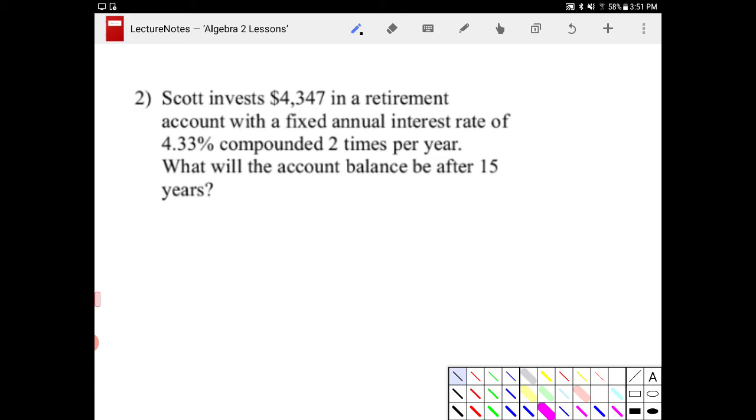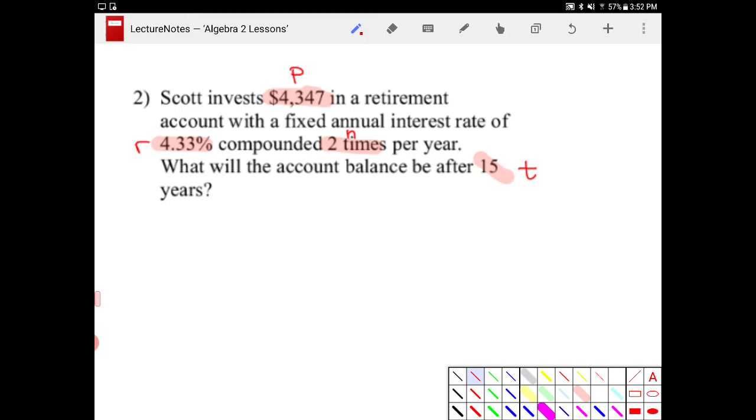In order to be successful at solving these types of problems, you need to be able to identify the types of information that's given. So here 4347, this is our P. 0.433, that's R. And 15, that's our T. And 2 times per year, that's our N.